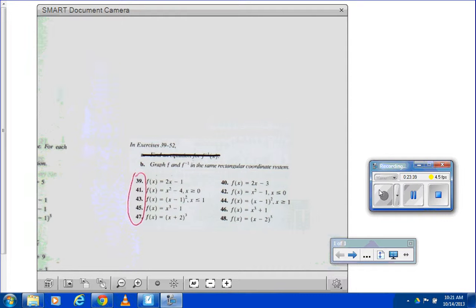And you got the review to do. Okay, we got our test will be on Wednesday.